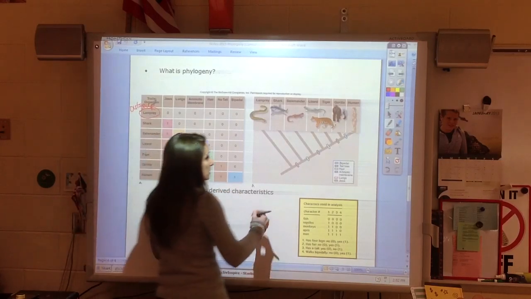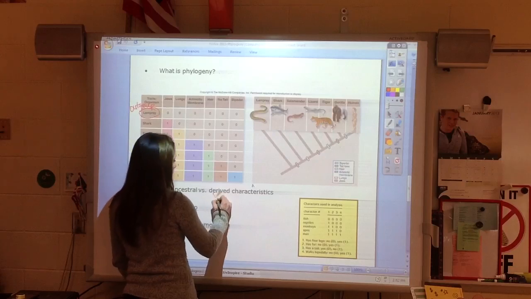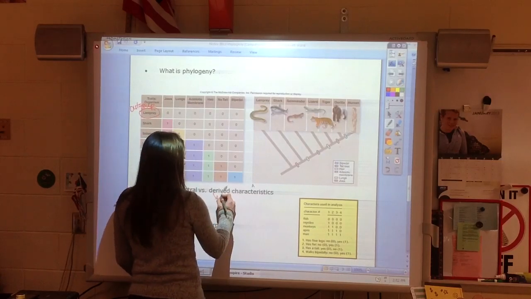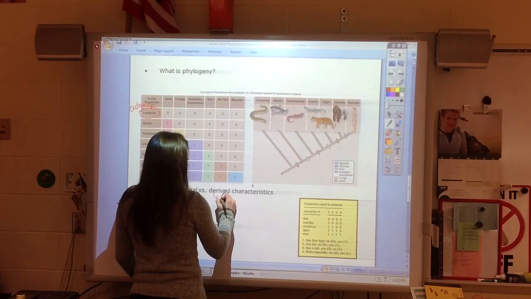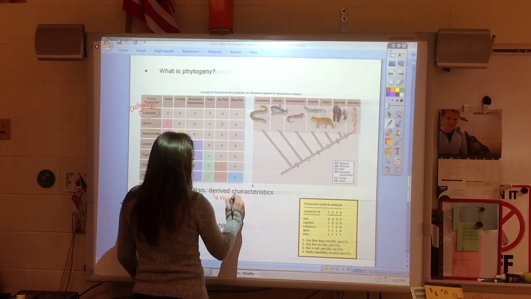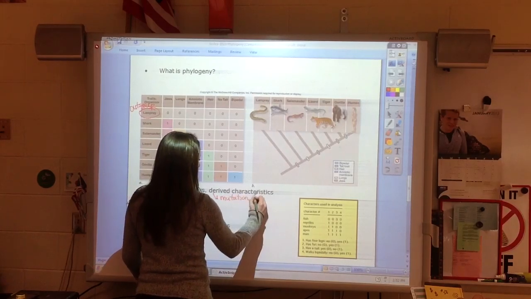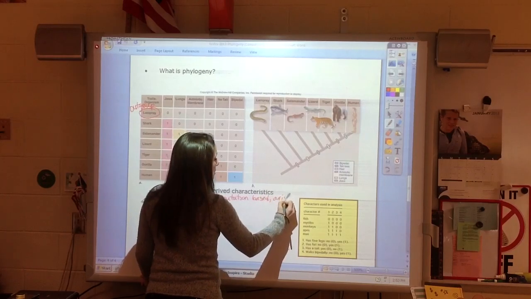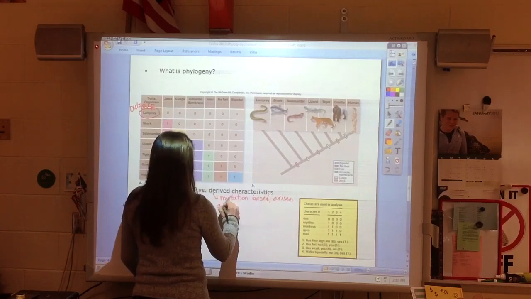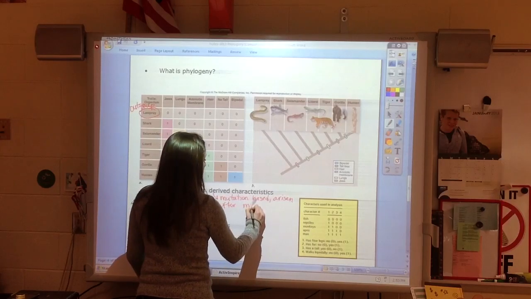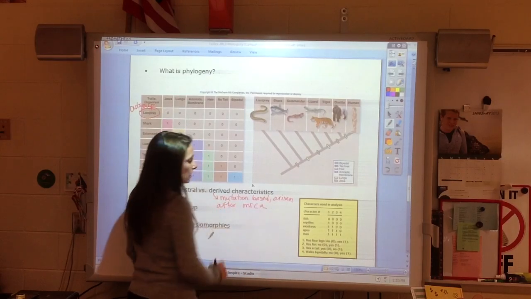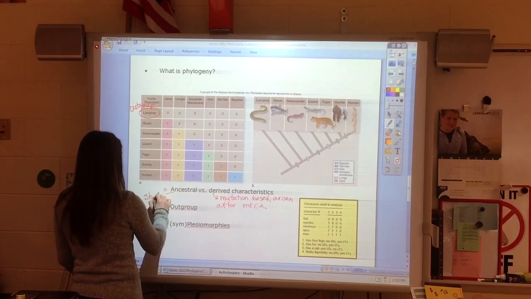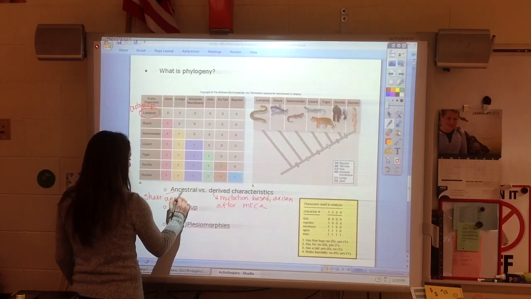A derived characteristic is going to be a characteristic that is mutation-based and has arisen after the MRCA, the most recent common ancestor. Ancestral traits are what you share with your ancestor.